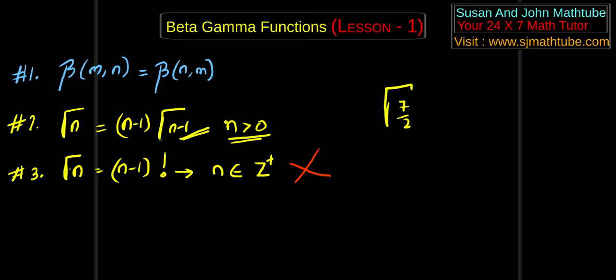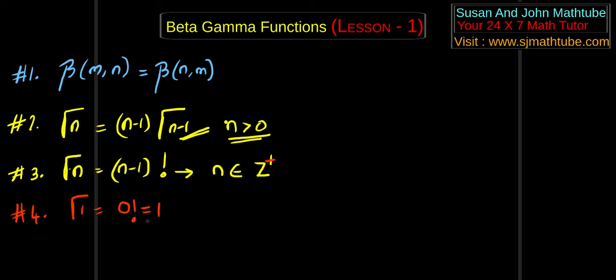Okay, now let's go for the next property. That is property number 4. Gamma 1, 1 is actually a positive integer. 1 minus 1 is 0 factorial, and 0 factorial is defined to be 1.